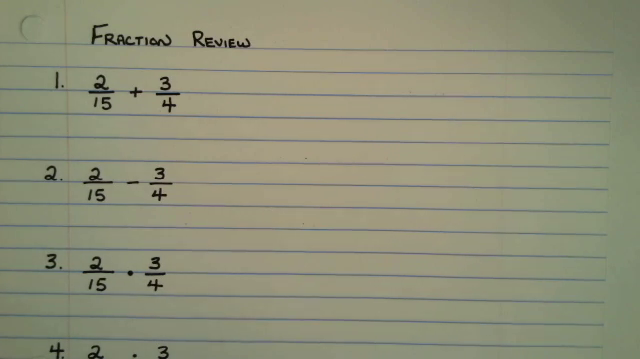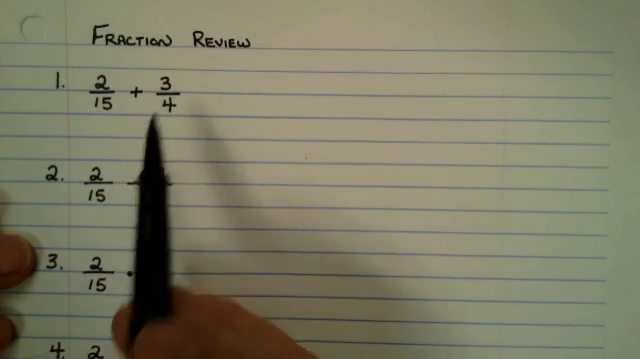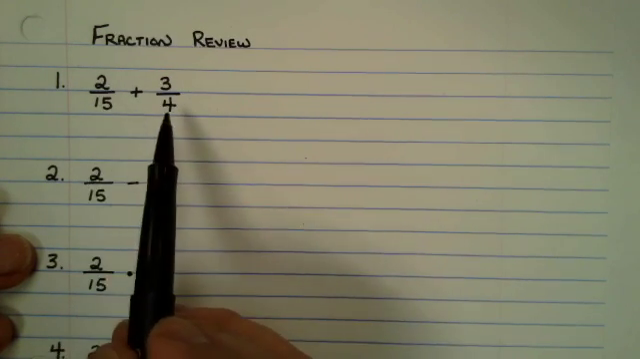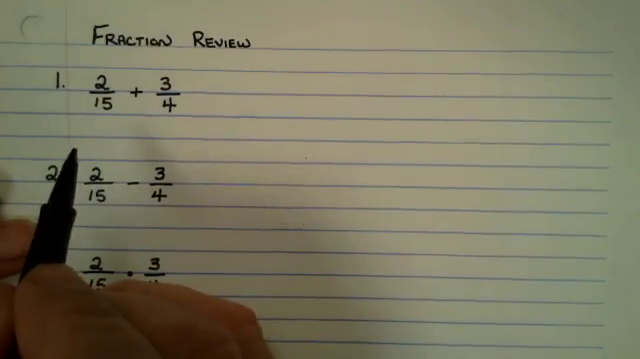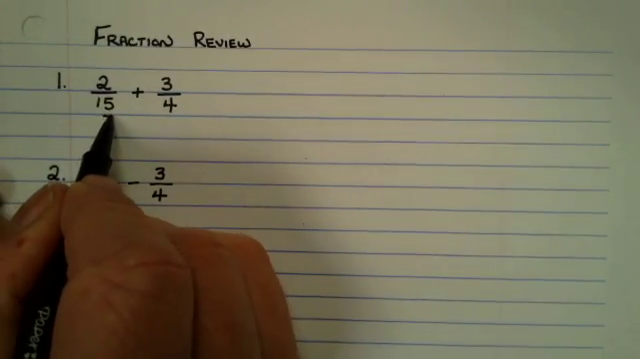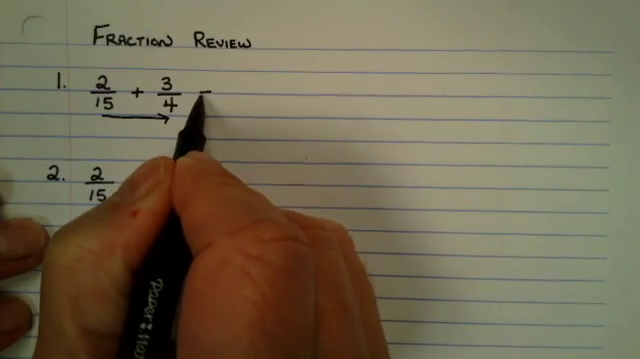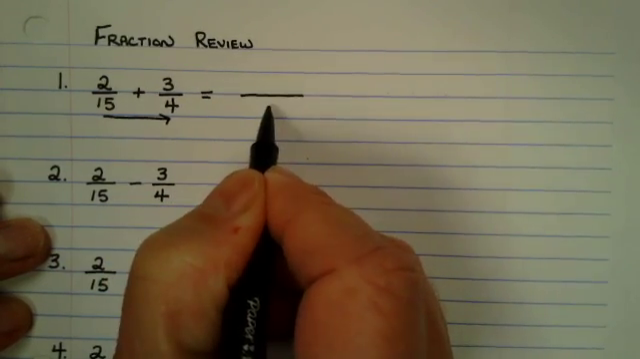In this video, we're going to review how to add, subtract, multiply, and divide fractions. Remember, to add or subtract fractions, they have to have a common denominator. If it doesn't have a common denominator, an easy way of finding a common denominator is to multiply the denominators together, and you have a common denominator.